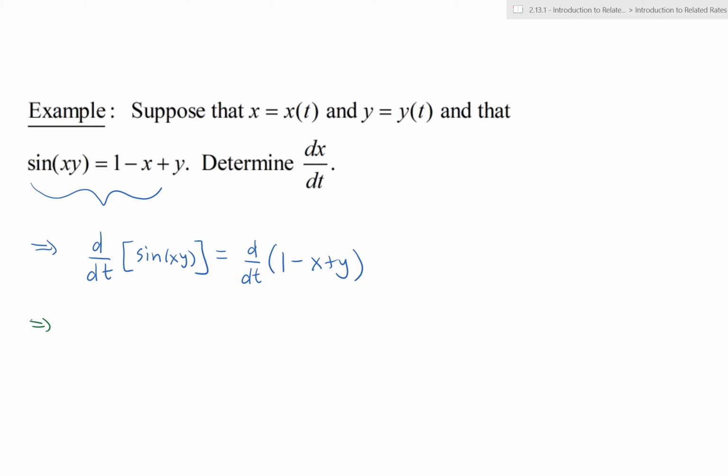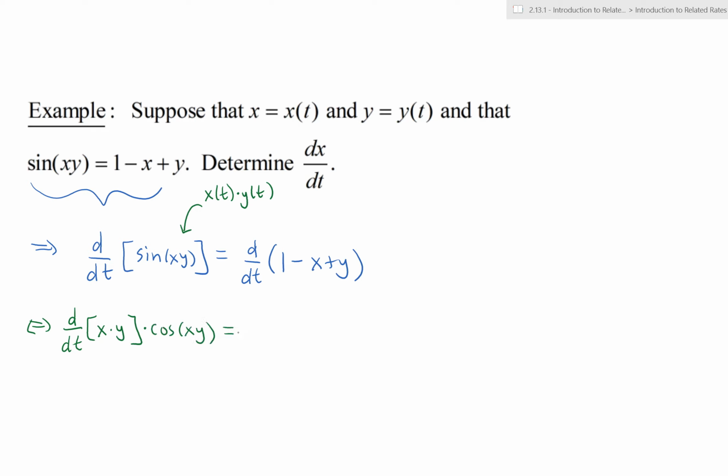On the left-hand side, we have a chain rule, but we also have a product rule because we have sine of x times y. Of course, x times y is really just the same as x of t times y of t, so I have a product of two functions. And so I'll write that as d/dt of x times y, keeping in mind x and y are both functions of t. That's the derivative of that inner function with respect to t, times the outer function's derivative. The outer function is the sine here, so a cosine of the inner function x times y.